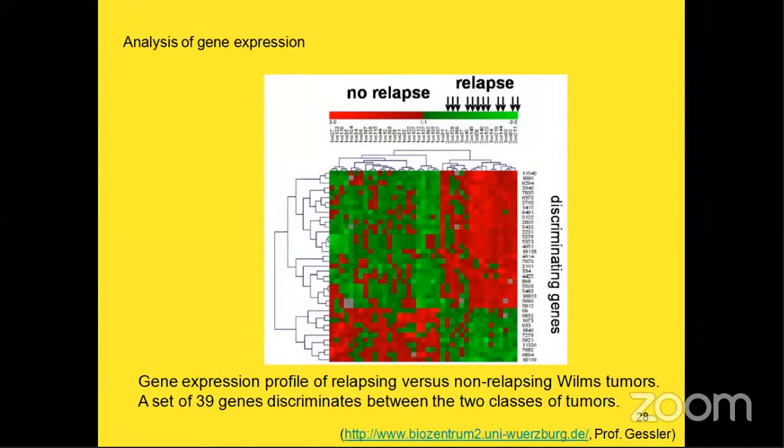This is called the heat map. And this red region represents, once the tumor is removed, the probability that the tumor will come back. So the red region represents that the tumor will not come back, and the relapse region represents that the tumor might come back.